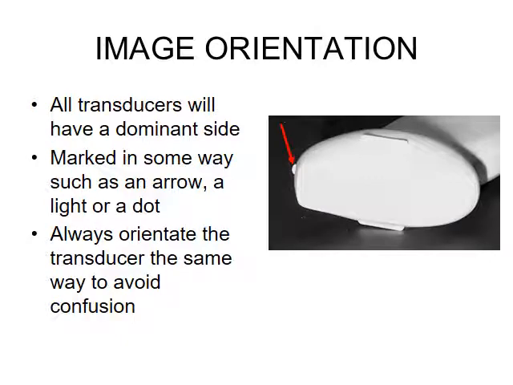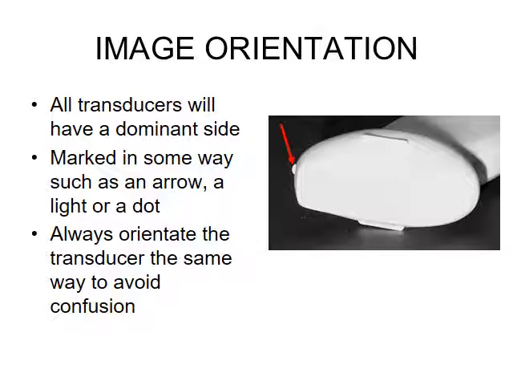Now the next thing we have to look at is image orientation. So when we scan, we all scan the same way. No matter where we are, we all scan the same way because of using this image orientation. So we can look at any image and I can know that's the right side or the left side of the body, or that's the head of the person or the feet of the person.